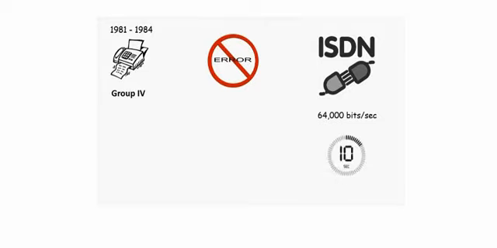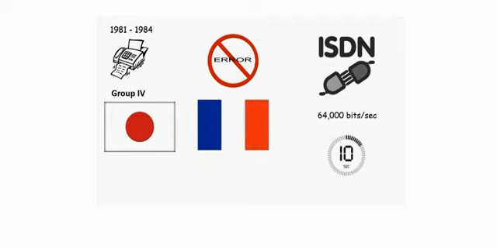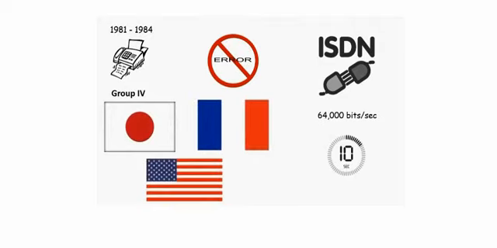Group 4 fax has been deployed in areas of the world where ISDN lines are readily available, like Japan and France. However, since other areas like the United States do not have many ISDN lines installed in the local telephone loop, Group 4 fax machines must also support Group 3 fax for transmission over analog lines.